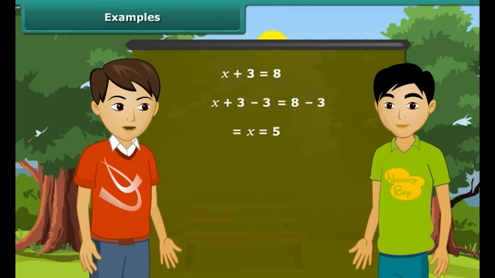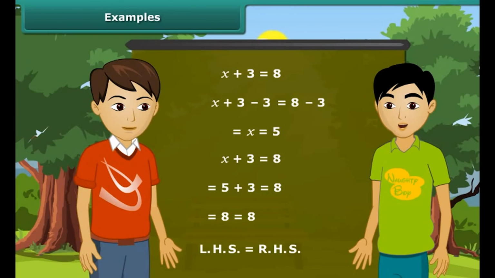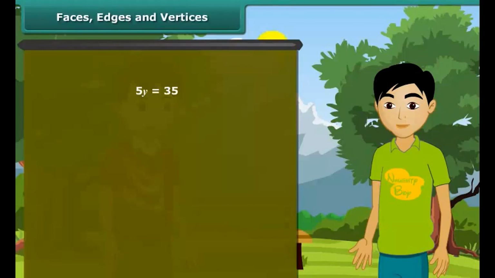Are you sure that this answer is true? We can check this by placing the answer in place of x. If the left-hand side is equal to the right-hand side, then the answer is correct. We can see that here the LHS is equal to the RHS. Hence, our answer is correct. Now take the equation 5y is equal to 35. To get just y on the LHS, we will divide both sides by 5. So we get LHS equal to y and RHS equal to 7. Hence, we get the result y as 7.